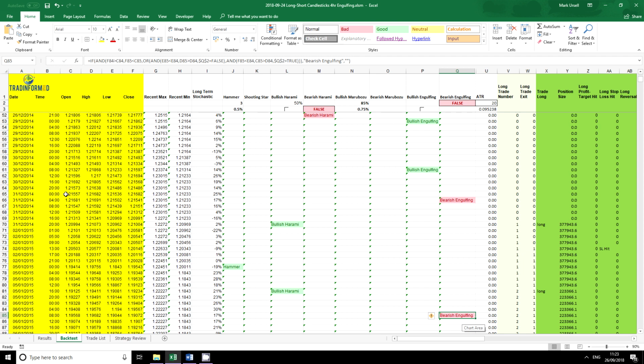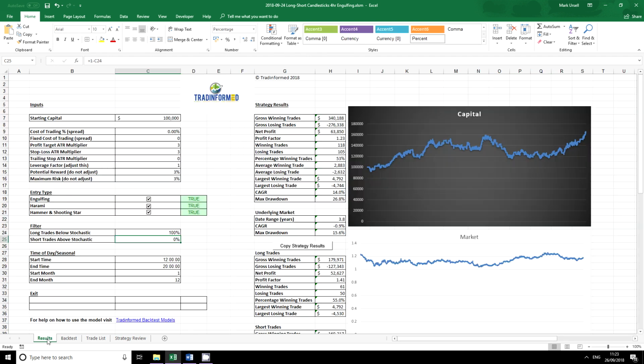Now I've tested this using, as I said, real historical data. I have used the Euro US dollar Forex pair, and I have used the 4-hour time frame. Now the settings that I've used, my initial settings are to take profits. I have used a profit target of 3 times the ATR and a stop loss also of 3 times the ATR.